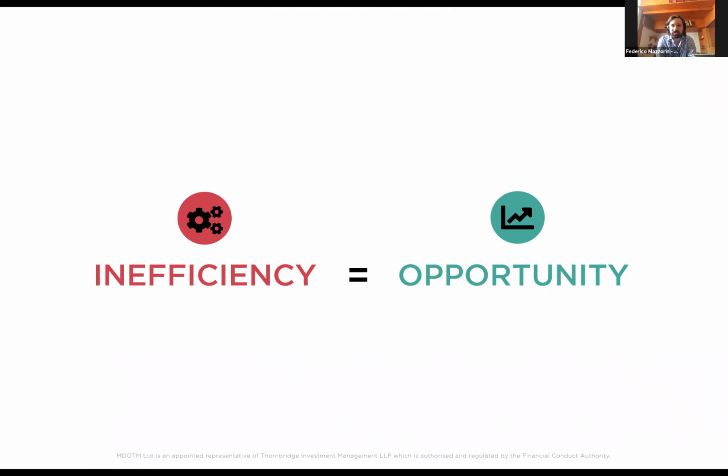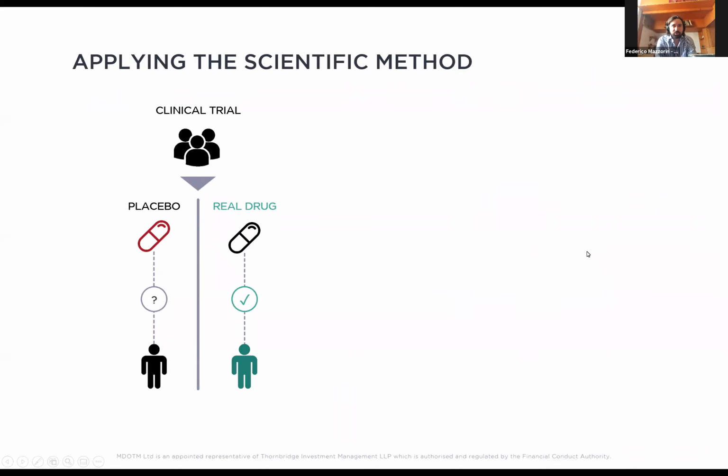Inefficiency is opportunity. If you think about it, in order to do better than the market, you must be better than the market, and you can't if the market is perfectly efficient. So all our research is focused on looking for market inefficiencies that we can exploit with our investment strategies. In order to exploit them, we have to develop investment strategies. At the core of this, there is the scientific method.